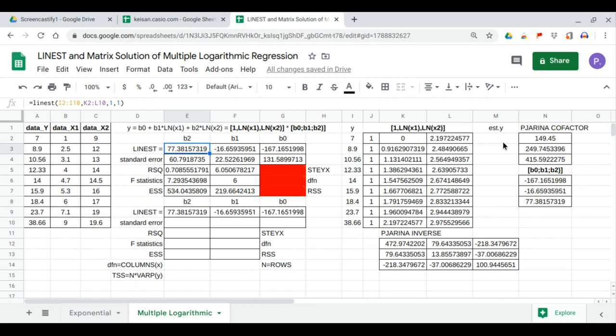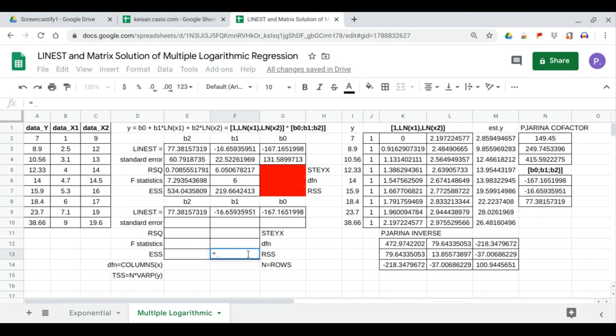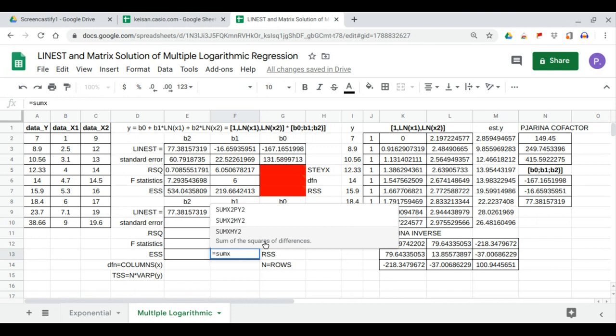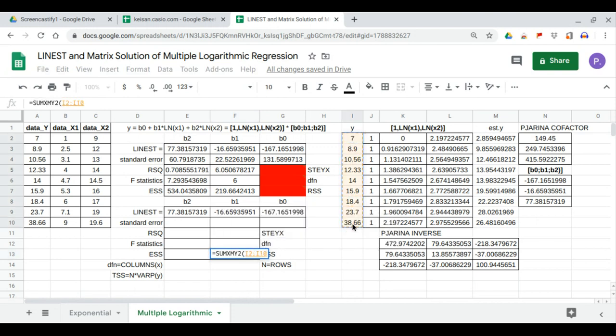Now that we have the coefficients, we can calculate the estimated y, or the y hat values, which is MMULT of the 1, x matrix and the coefficients. Now that we have the estimated y and the y values, we can calculate the residual sum of squares, which is the sum of the squares of the difference of y and y hat. 219.66 matches our LINEST output.